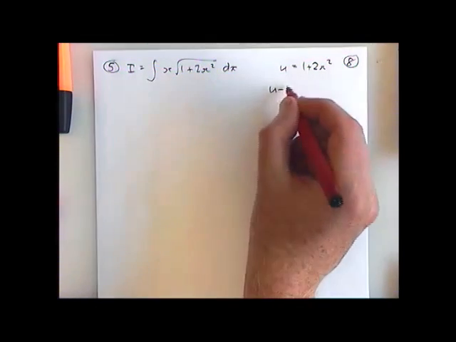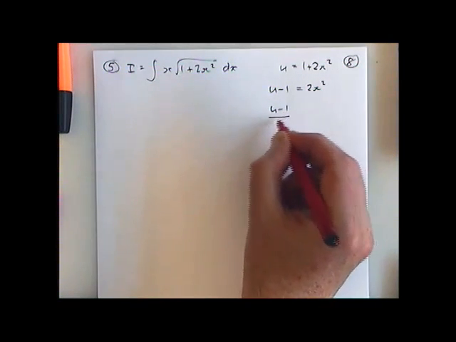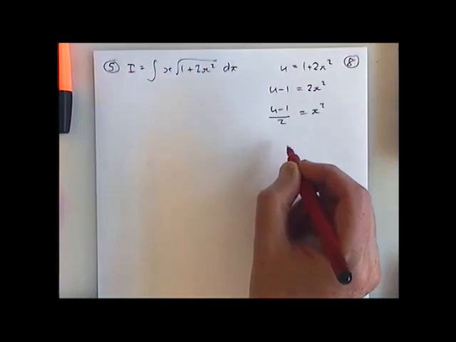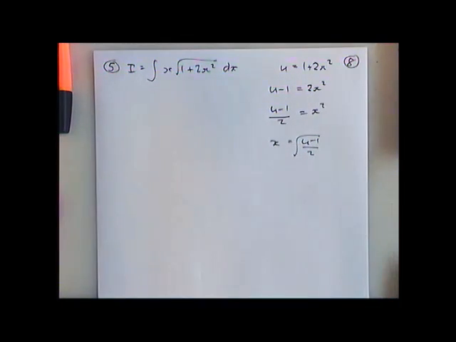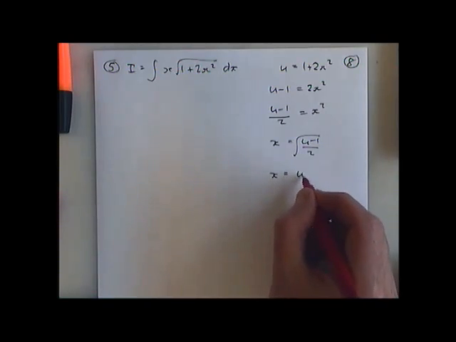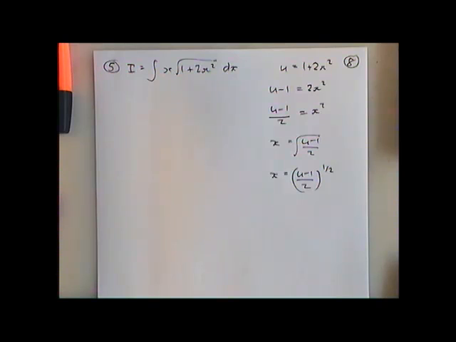So if I move the 1, if I divide by 2, and if I then square root, and because I'm differentiating, it might be easier to write that as a power of a half. I know what x is. So that's just the rearranging side. When I know what x is, then what do I do? Find dx to u? Yes, I differentiate it.